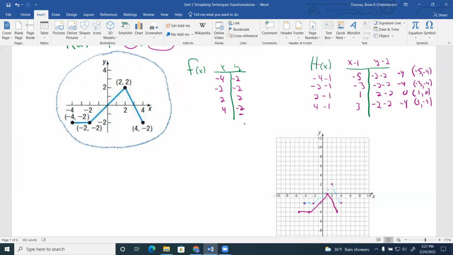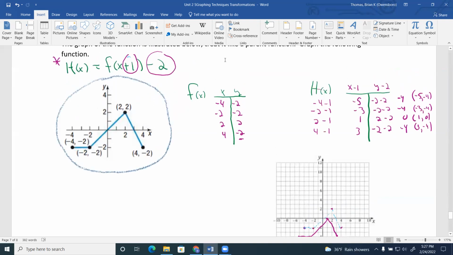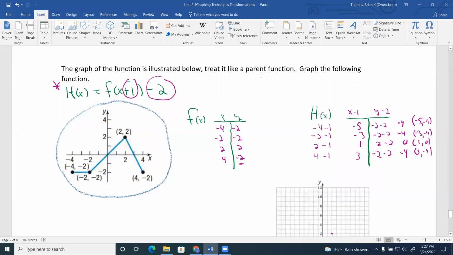So notice how the graph really looks the same. It's just been shifted to the left 1 and down 2. So it looks pretty good considering. So that kind of completes this lesson. Hopefully that's helpful, and best of luck on your work.